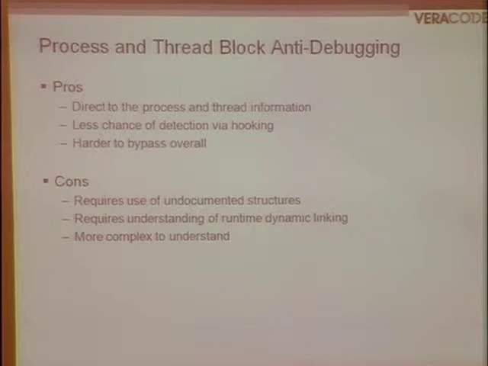Pros and cons to these. On the pros side, we're going direct. We are avoiding APIs, less chance of hooking, and generally harder to bypass than API-based calls. On the con side, we use undocumented structures that can change at any time if Microsoft decides that they want to move the operating system in a different direction and modify what the PEB looks like. These methods are going to break, or could potentially break.